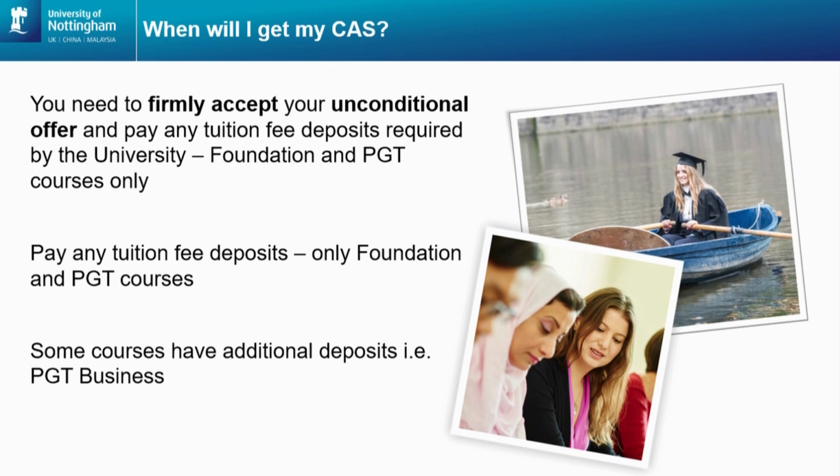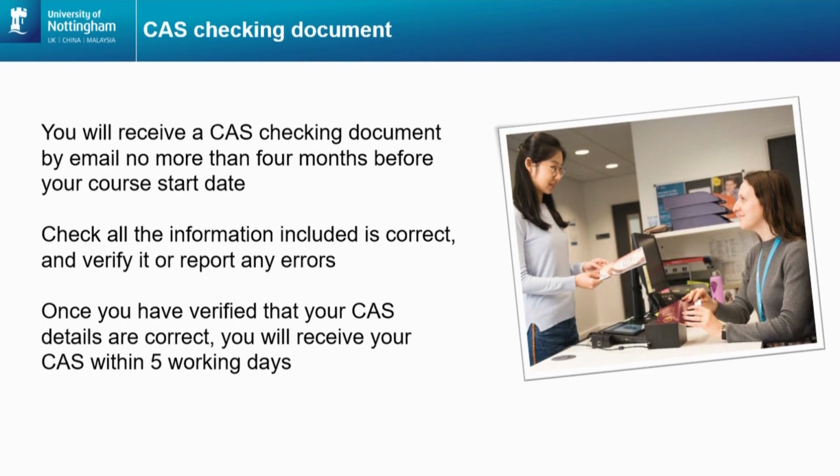Once you have met all of those requirements, you will receive a CAS checking document by email. You will get this no more than 4 months before your course start date. The information will ask you to log in and review all of the CAS details, either confirm that the information is correct and verify it, or you can follow the instructions to report any errors.